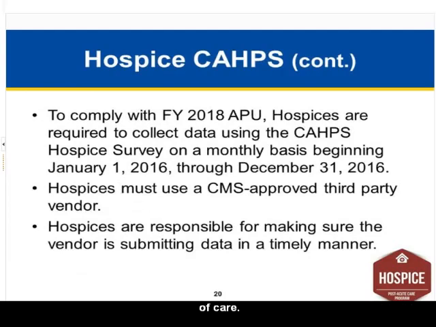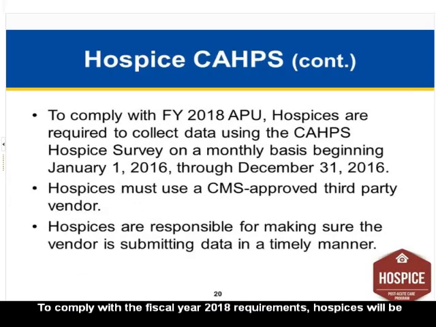To comply with the fiscal year 2018 requirements, hospices will be required to collect data using the CAHPS Hospice Survey on a monthly basis beginning January 1st, 2016 through December 31st, 2016. Hospices must use a CMS-approved third-party vendor. Data is submitted on a quarterly basis by the vendor. It's important to note that hospices are responsible for making sure the vendor is submitting data in a timely manner.